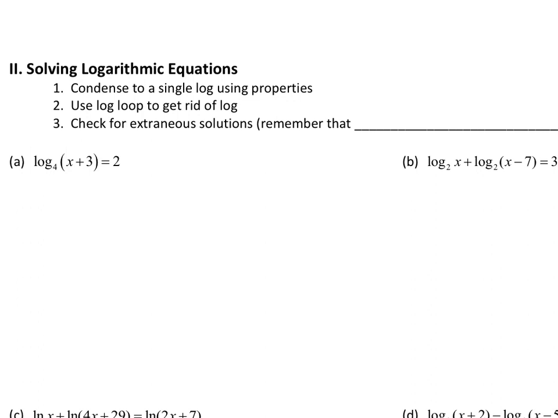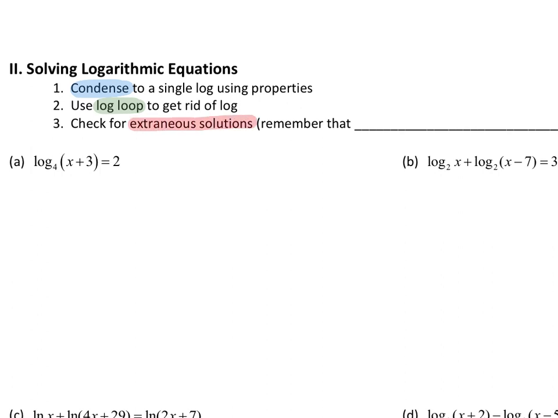Now we're going to be working on solving logarithmic equations, so the opposite type of equation. The steps for this are that we are going to condense to a single logarithm using the different properties that we talked about last class. Then we're going to use that log loop to get rid of the logarithm itself. We should end up with some sort of exponential equation, or even more simply, a linear equation. We solve for x, but then we have to remember to check for extraneous solutions.